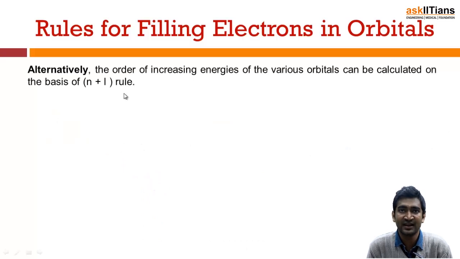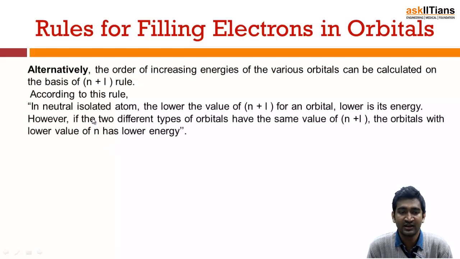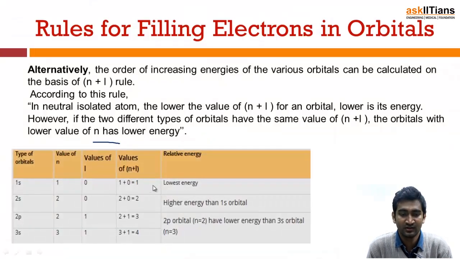Here again, it is written the same thing, n plus l rule. In a neutral atom, the lower the value of n plus l, the lower is its energy. Now suppose both have the same n plus l value, then you have to check the n value, because it can be the case that n plus l is the same for two orbitals. Even if the sum is the same, the n value may differ. If the n value is larger, that means it will have more energy. In this way.